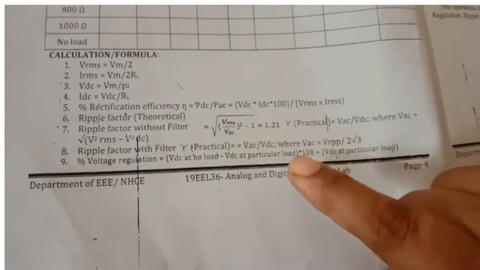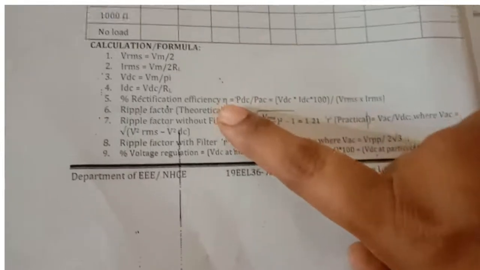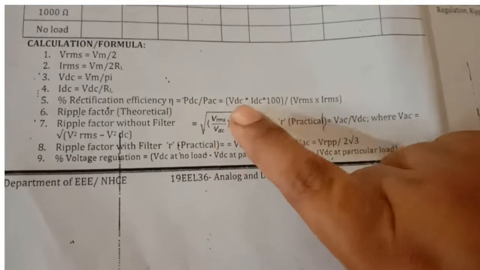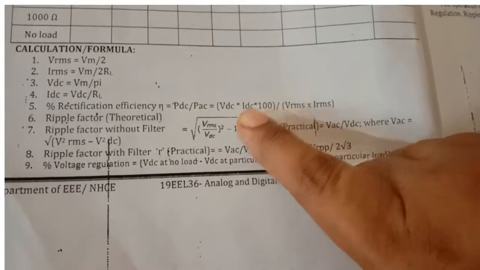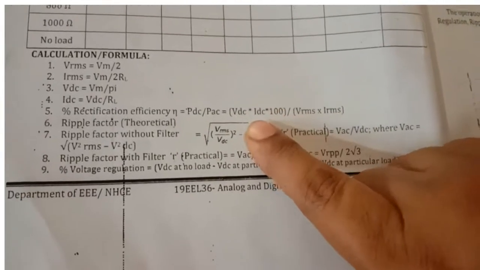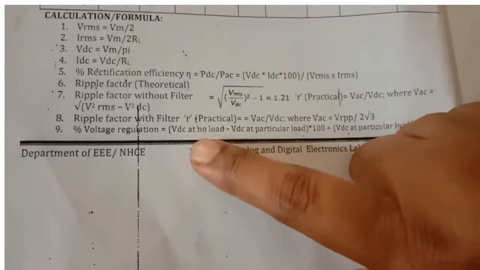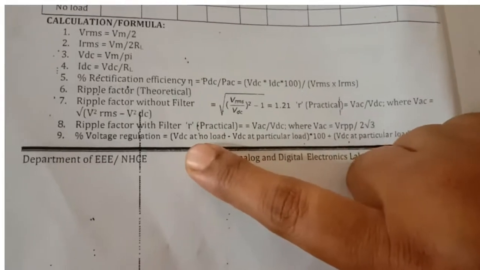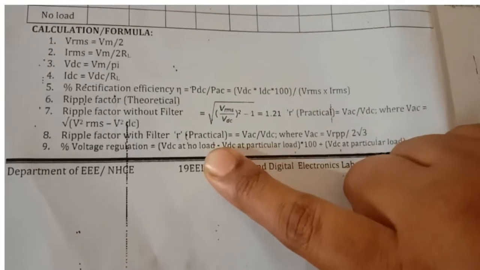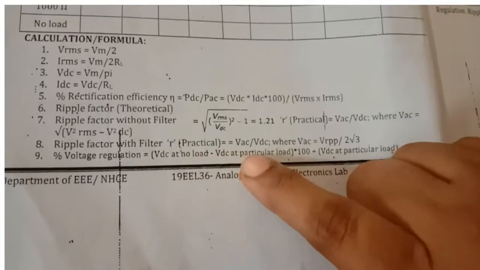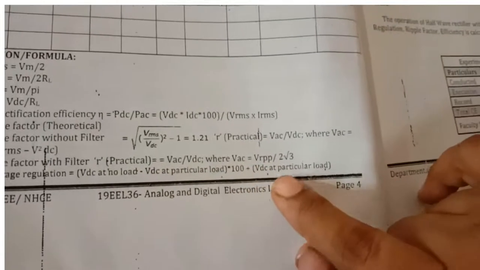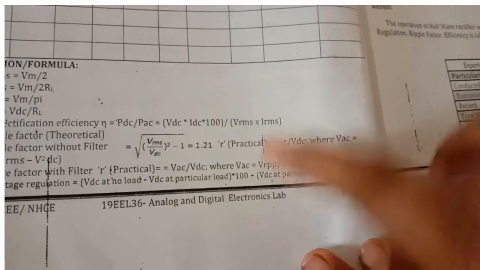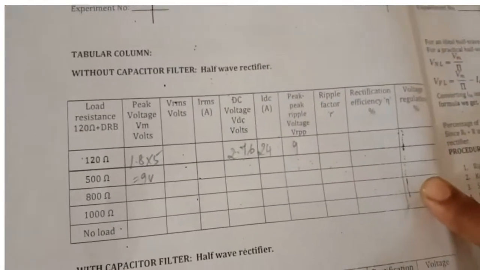After that you have to find out the efficiency. Efficiency is DC power by AC power, so VDC times IDC divided by Vrms times IRMS. That will give you the rectification efficiency. The last one is regulation. Regulation is VDC at no load, the final reading we have taken without load, minus VDC at the particular load, divided by VDC at the particular load. So use the formula and find out the regulation of the half wave rectifier without capacitor.